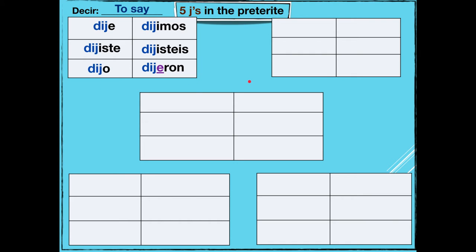And then the next verb is, let's see, traer. Who remembers what traer means? Traer means to bring. And in the present tense, when we conjugate, that is yo traigo, tú traes, él trae, traemos, traéis, traen. But now we're going to talk past tense to mean I brought, he brought. You know, in the present is I bring, you bring, he brings. But now it's going to be I brought, he brought, she brought, etc. So it will be yo traje, tú trajiste. Can you guess what's the next one?